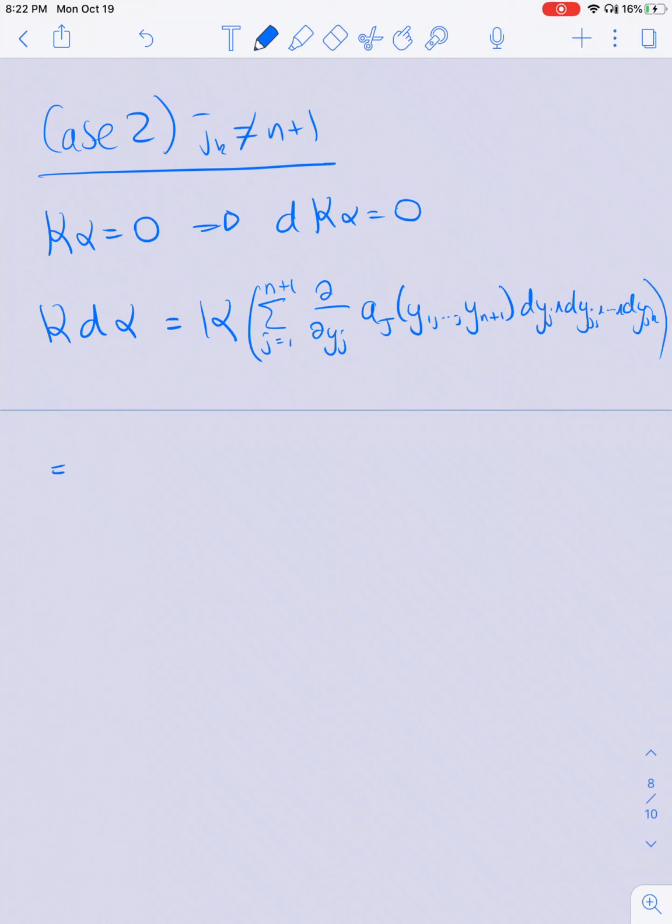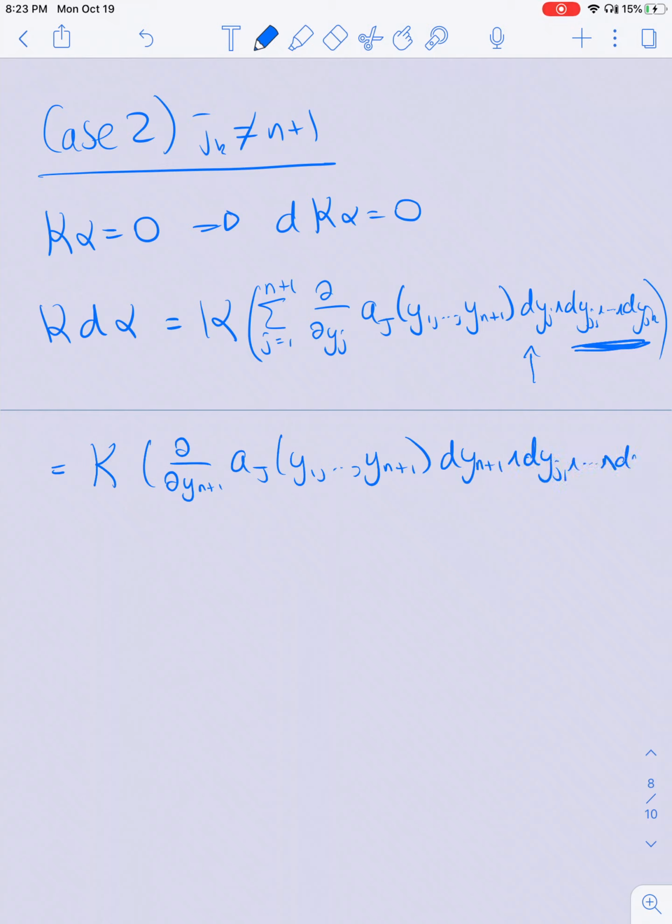And now this is only going to be non-zero if j is actually equal to n plus 1, right? Because there are no n plus 1s amongst these j sub 1 through j sub k. And k is only non-zero if one of the d sub y's is d sub y n plus 1. So this one had better be d sub y n plus 1. So this is just k of d by dy n plus 1, a j y1 through y n plus 1, dy n plus 1, wedge dy j1, wedge all the way out to dy jk.